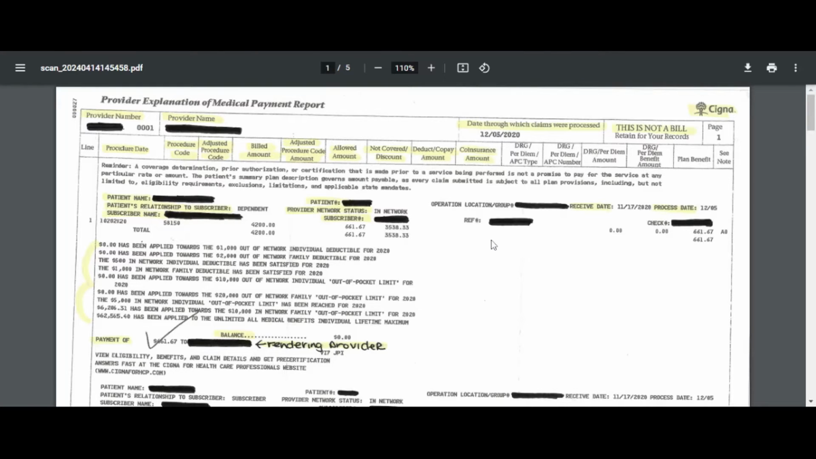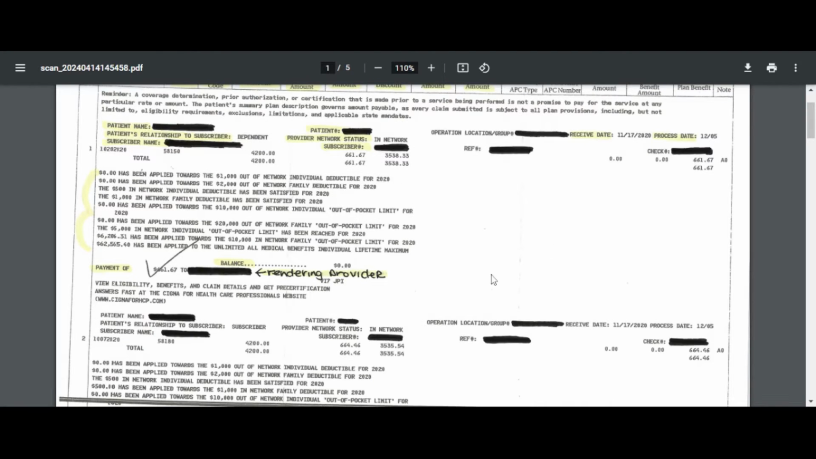So if for any reason you need to ask questions about a claim, this is the claim number. If you need to send a corrected claim and you need to put the claim number on the new claim, then you would use this reference number. Like I said, sometimes the terms that the payers use will vary. Then you have the check number.